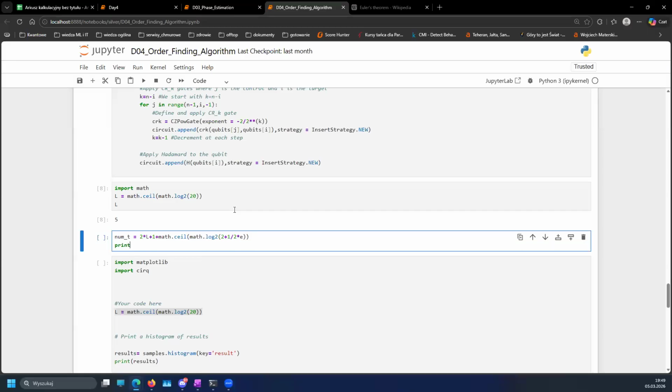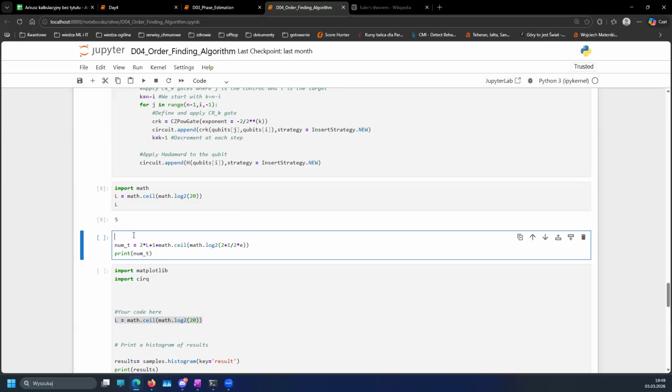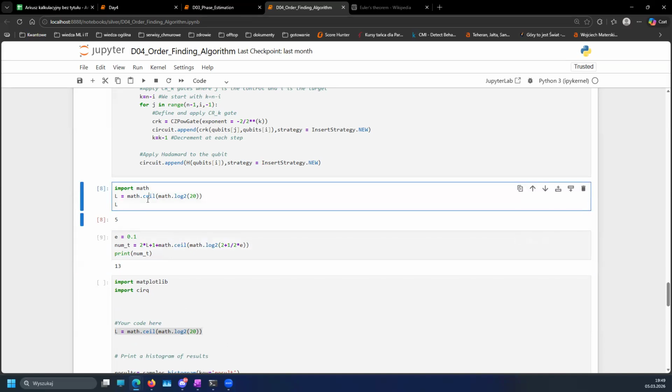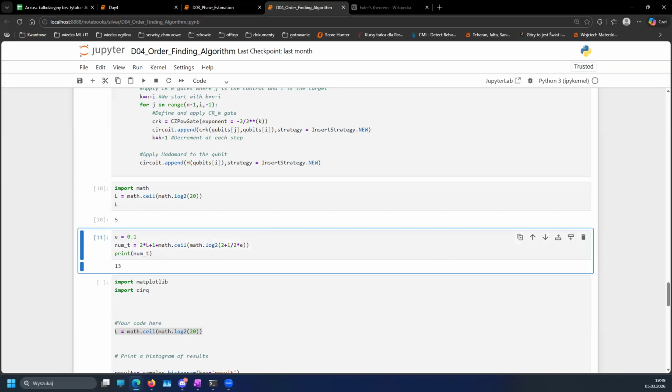So now let's print this number. And here, this E is a small number. In our case, 0.1 will be sufficient. So this is the error rate, and it should be equal to, I believe, 5, 13.